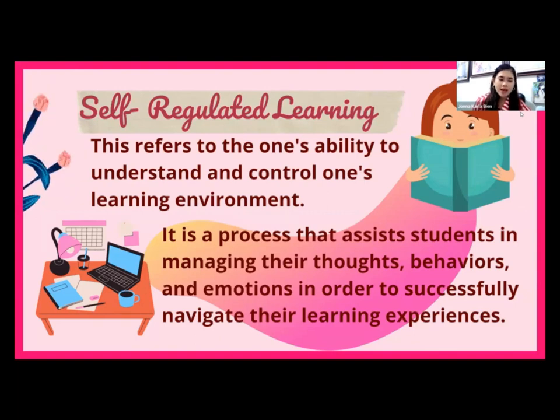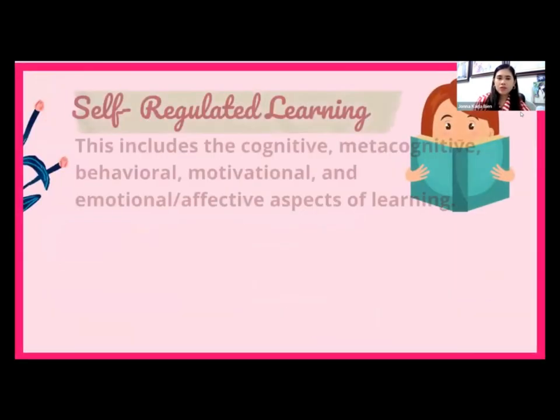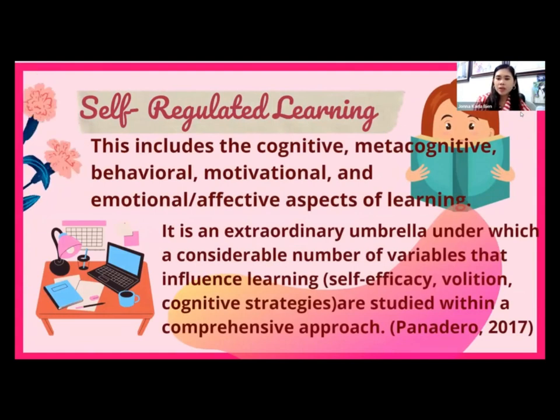So that's one thing that we have to challenge ourselves and challenge our students as well, because the learning process does not only involve memorization of the terms that we are imparting with our students. So as you could see here, this would include a broad umbrella of considerations. The variables that are included here are the following: the cognitive, metacognition, behavioral, motivational, and emotional or affective aspects of learning. As you could see, there are a lot of factors which are included here.